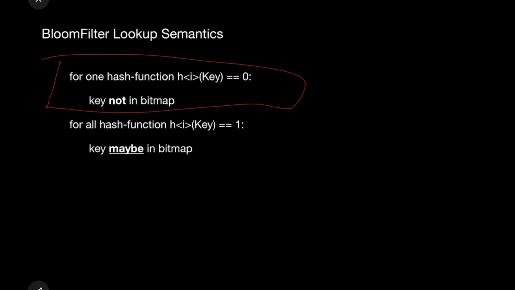However, if we look up a value and we see that all of the hash functions point to buckets where the bit is set to true, this means that it may be in the bitmap. It's not guaranteed due to these collisions. It could be that other inserts set those bits, and now we are tricked into believing, oh yeah, this key was also inserted. No, we don't know. It just means maybe. It may be there.